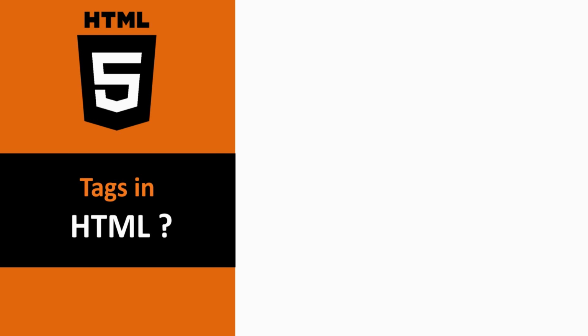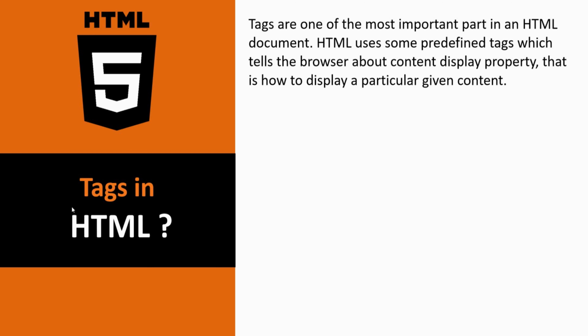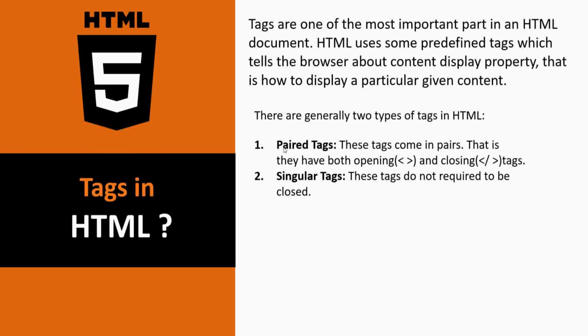Tags in HTML. Tags are one of the most important parts in an HTML document. HTML uses some predefined tags which tell the browser about content display property, that is how to display a particular given content. There are generally two types of tags in HTML: paired tags and singular tags. Paired tags come in pairs, that is they have both opening and closing tags. Singular tags do not require to be closed.